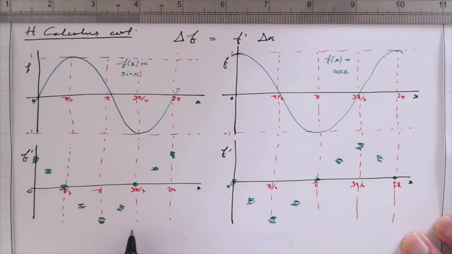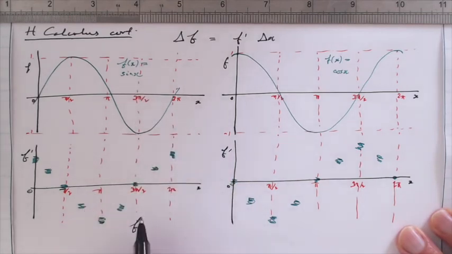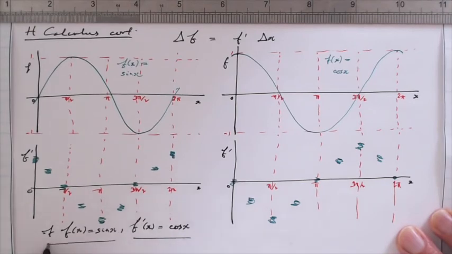So the derivative of sine of x is beautiful. It's just the cosine of x. Let me just write it here. So if f of x equals sine x, then the derivative is cosine of x. Now, does that make sense?